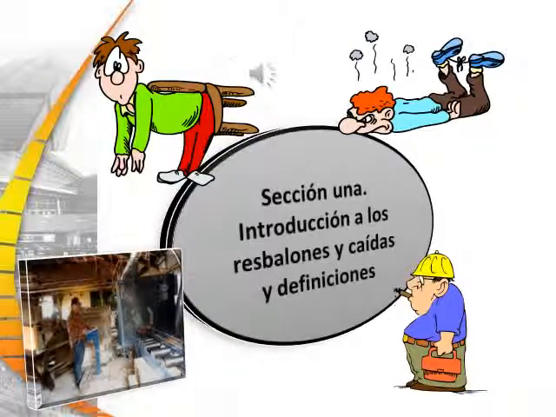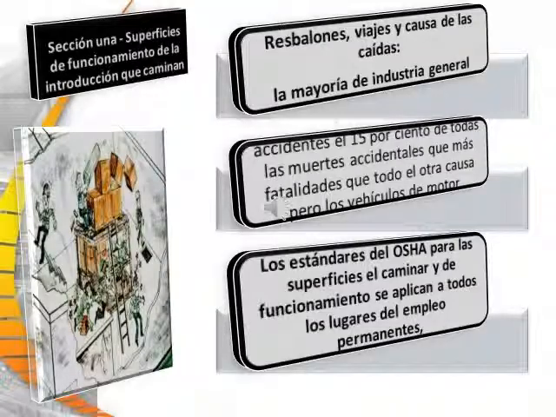Section 1. Introduction to Slips and Falls, with definitions. Slips, trips, and falls are the majority of injury causes in general industry. They have the largest percent, 15% of all accidental deaths, and more fatalities than any other cause except motor vehicles. OSHA standards for working surfaces apply to permanent places of employment.